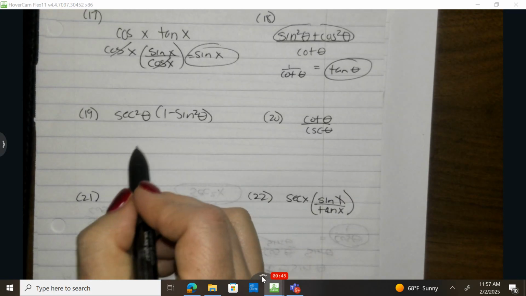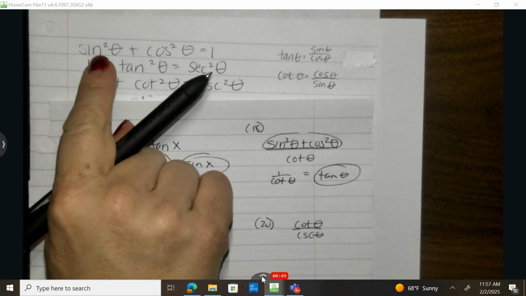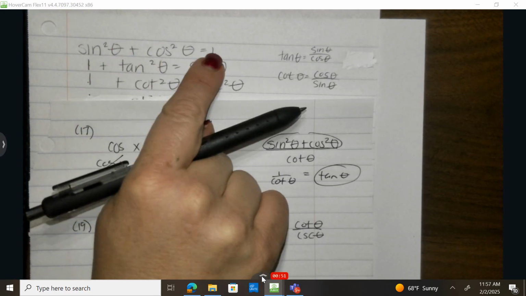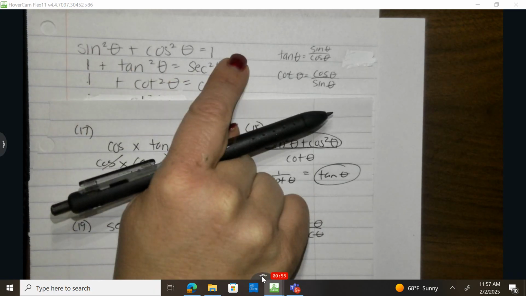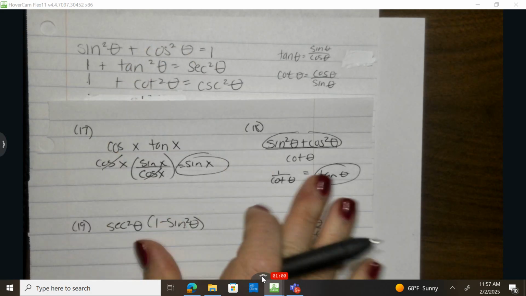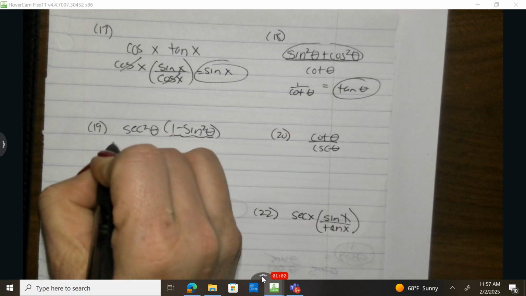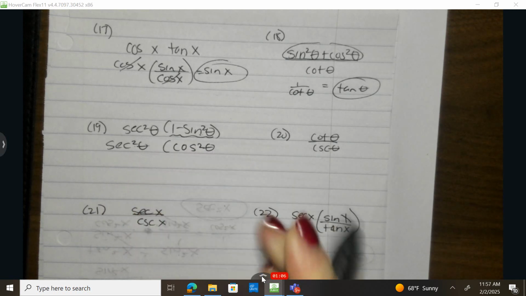Let's look at 19. 1 minus sine squared. Let's come back up here. I could turn this into 1 minus sine squared by simply subtracting sine squared theta to the right-hand side. 1 minus sine squared theta would be equivalent to cosine squared theta. So this is equivalent to cosine squared theta.